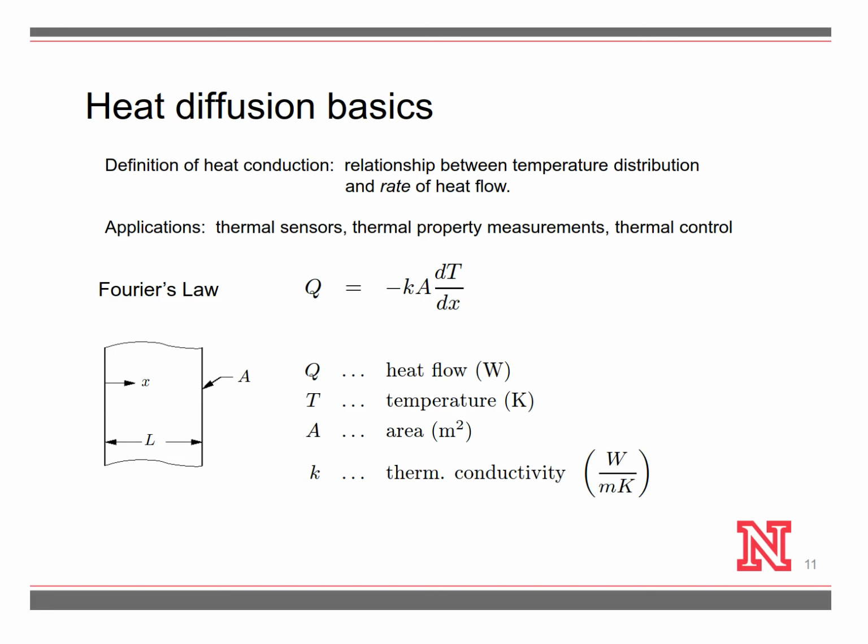So here's a definition of heat conduction or heat diffusion. It's a relationship between a temperature distribution and the rate of heat flow. Applications include thermal sensors, property measurements, thermal control. Fourier's law says that the heat flow is minus the conductivity times the flow area times the spatial derivative of temperature. So here are some units: Q is watts, T is kelvins, area is meters squared, and thermal conductivity is watts per meter per kelvin.